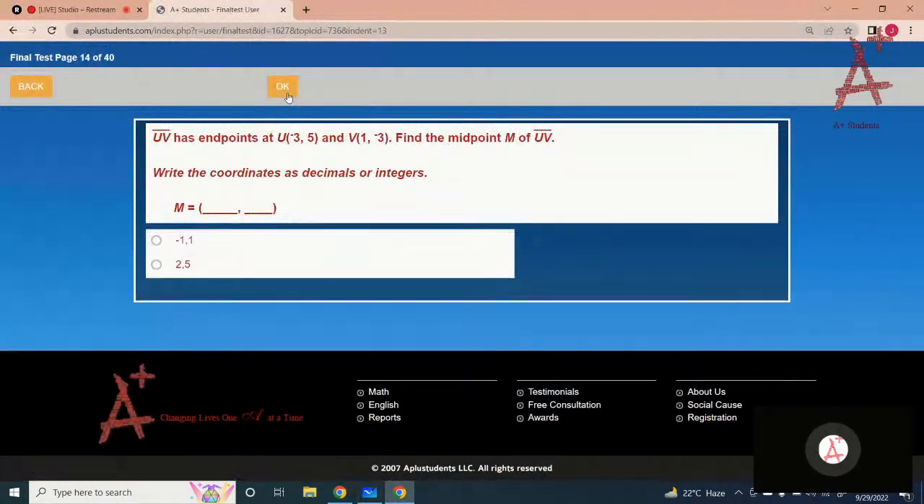Okay, the next one is UV has the endpoints (-3, 5) and (1, -3). Find the midpoint M of UV. So can you find the midpoint by yourself? Okay, find the midpoint and let me know the answer. I'm waiting for the answer. You have to add the x components. So -3 plus 1 over 2, so -2 over 2. And then 5 minus 3 is 2, 2 over 2. So it would be (-1, 1). Got it? So select the correct option and click on the OK button.